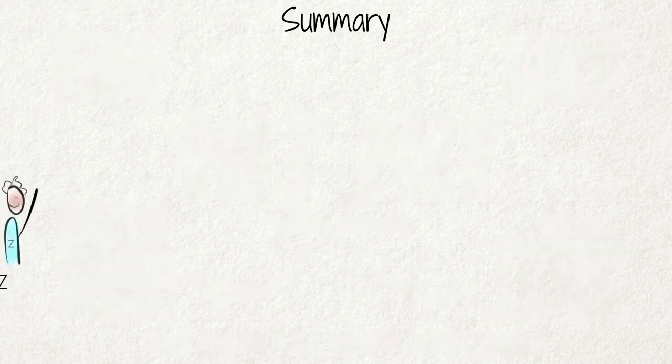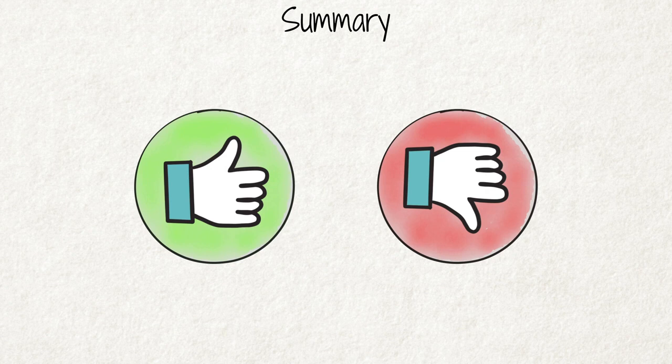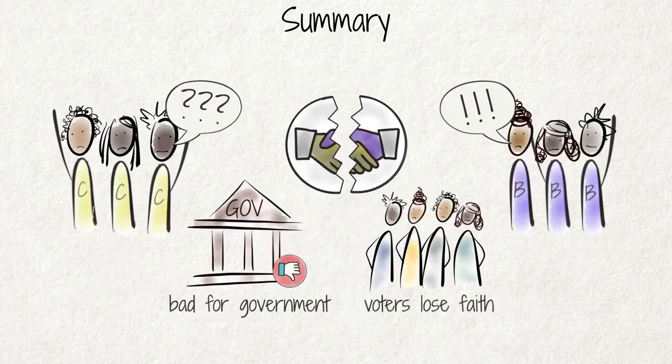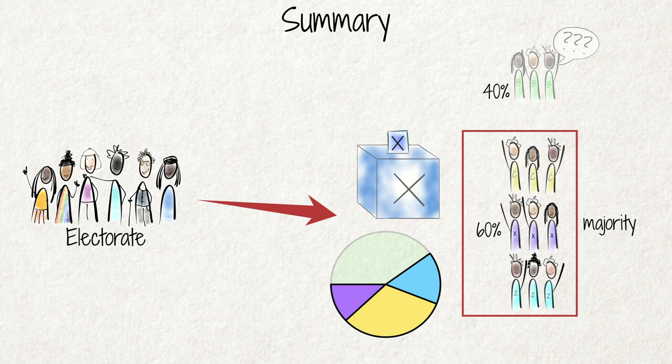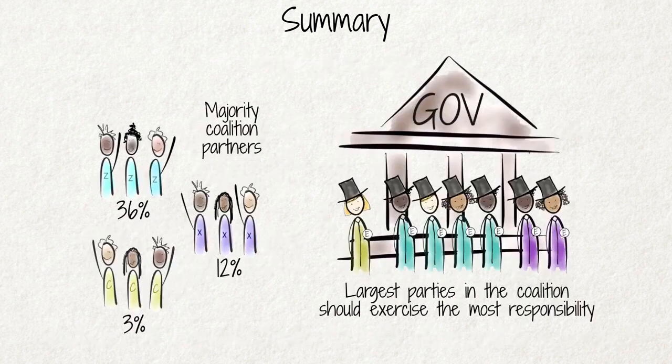Summary. Coalitions are a natural consequence of the way our elections work in South Africa. They have advantages and disadvantages. They can encourage compromise and cooperation between parties, but they can also be unstable, and they may not always reflect the will of the voters. They require mature and pragmatic leadership with clear, public agreements, and all the parties in the coalition should play their part in accordance with their relative strengths.